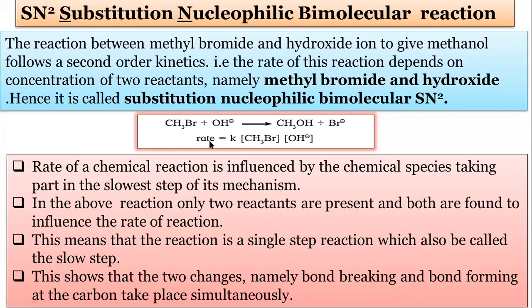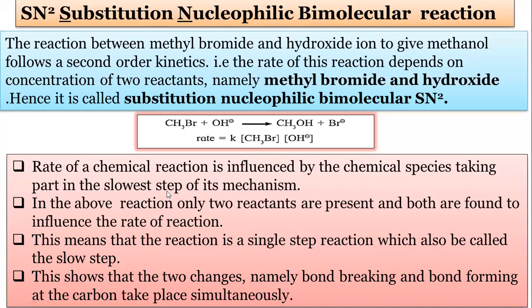See here, in this reaction, the rate of reaction is equal to k, the rate constant, times the concentration of CH3Br and the concentration of OH minus. These two factors are responsible for making this reaction bimolecular, remember. Bimolecular, the name itself suggests this reaction depends upon the two reactants.